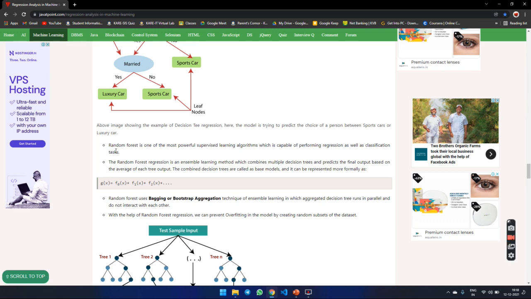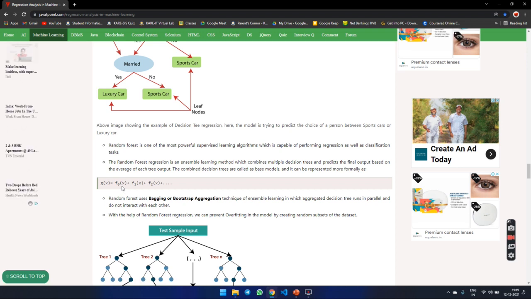Then we are going to the random forest. Random forest is one of the most powerful supervised learning algorithms, capable of performing regression as well as classification tasks. Random forest regression is an ensemble learning method which combines multiple decision trees and predicts the final output based on the average of each tree's output. The combined decision trees are called the base models, and it can be represented in the form g of x equals f0 of x plus f1 of x plus f2 of x plus and so on.